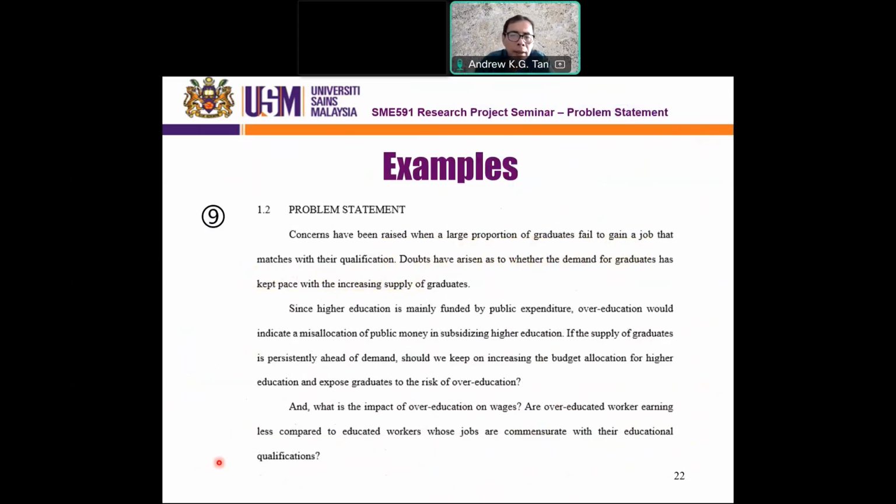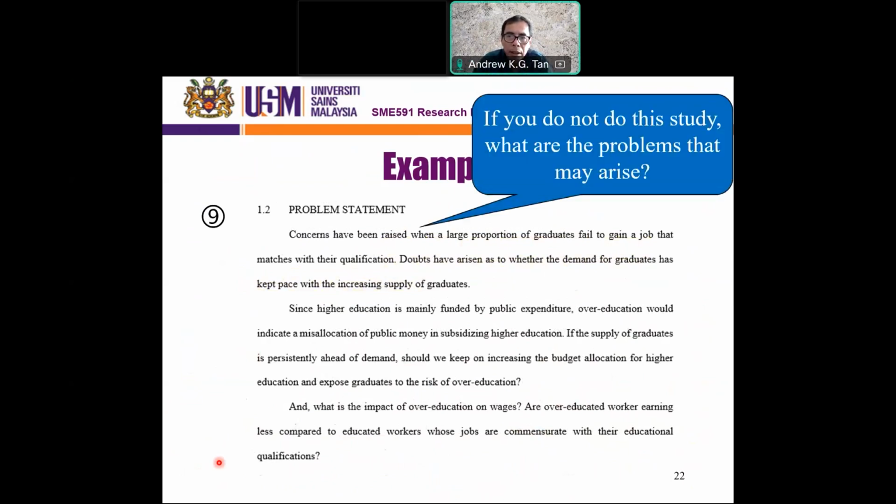Number 9. What are the issues to be examined? If you do not do the study, what are the problems that may arise? Concerns have been raised when a large proportion of graduates fail to gain a job that matches their qualification. What is the problem? The problem is when a large proportion of graduates fail to gain a job that matches their qualification, then there is a concern. What is the concern? Doubts have arisen as to whether the demand for graduates has kept pace with the increasing supply of graduates. Okay, this is a good problem statement.